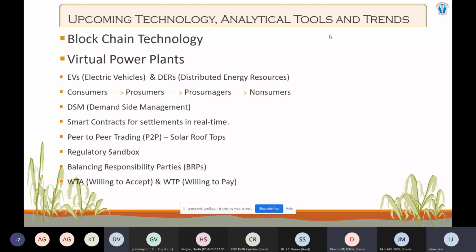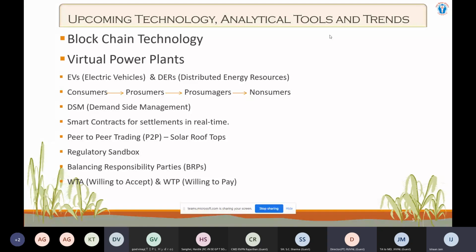Those are all considered DERs, and EV infrastructure is already under construction in metro cities like Delhi, Mumbai, Kolkata and Bangalore. So all these things are coming at large scale, and these are the areas where blockchain technology and the virtual power plant will come into the picture.